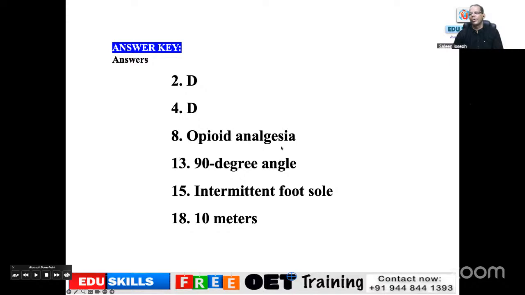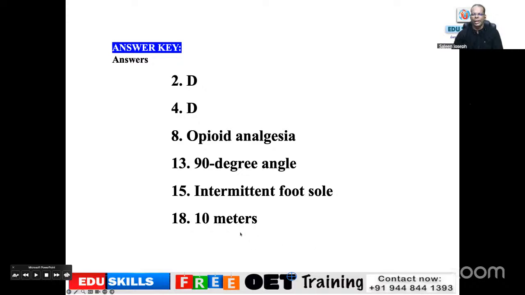The answer should be opioid analgesia, and the 90-degree angle was not there earlier. That will be wrong. You will not get the score. The 90-degree angle must be there. Intermittent foot sole pump should not be there. If there is pump, you will not get the score because it is filling the blanks. When you fill that pump, you'll have doubling there. When you fill in that gap, it should be meaningful.